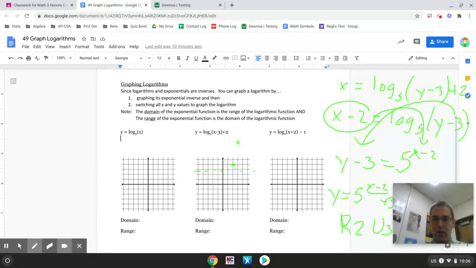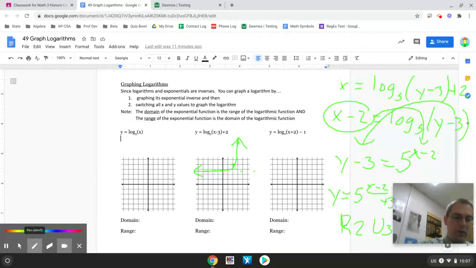And if you wanted to go 1 on the other side, you could have plugged in a 1. And that's going to give you 5 to the negative 1 is 1/5 plus 3 is basically 3. So what you have coming on here is a very, very steep exponential curve that's been shifted a good bit that way.